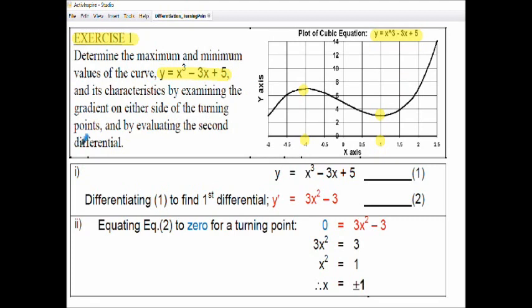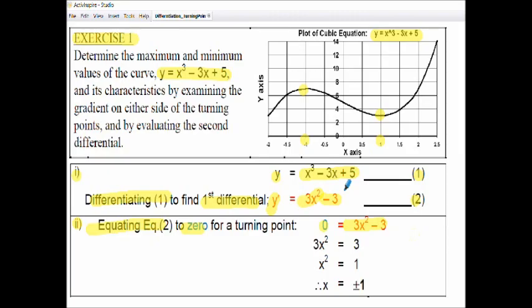So step 1, we're given the equation y equals x cubed minus 3x plus 5, calling that equation 1 there. We're going to differentiate it to find the first differential. So y dash is equal to 3x squared minus 3. So again, standard forms there. X cubed differentiated gives you 3x squared, minus 3x differentiated gives you minus 3, and the constant disappears. I've called that equation 2. Step 2 of the process, we equate equation 2 to 0, and we solve the resulting equation. So 0 on the left hand side here is equal to 3x squared minus 3. This is quite an easy equation to transpose.